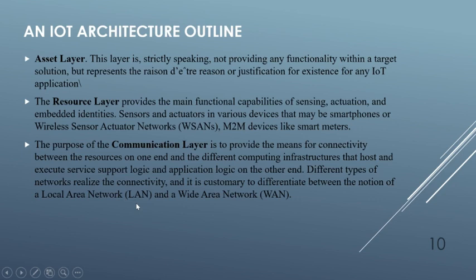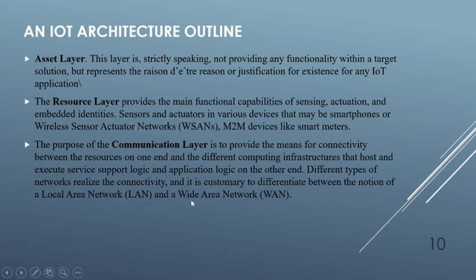The application layer in turn provides the specific IoT applications: smart grid, vehicle tracking, building automation, or participatory sensing. This is termed as PS.